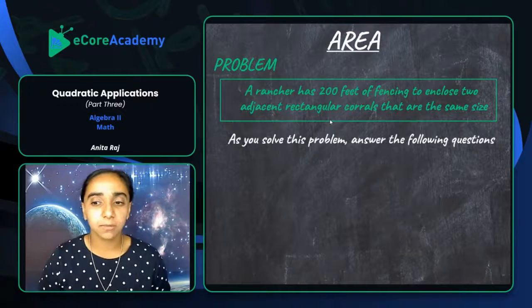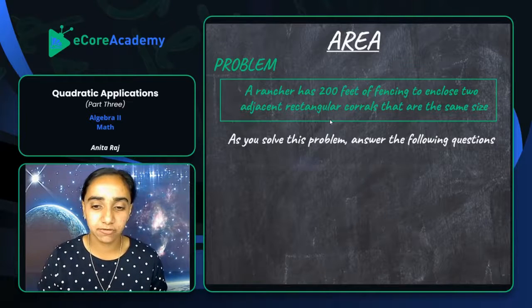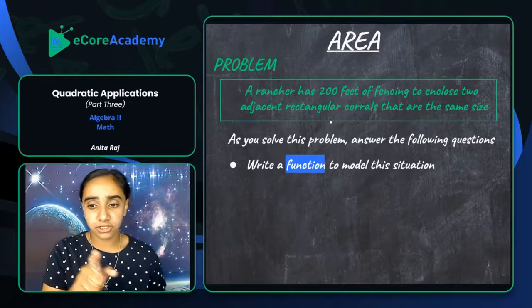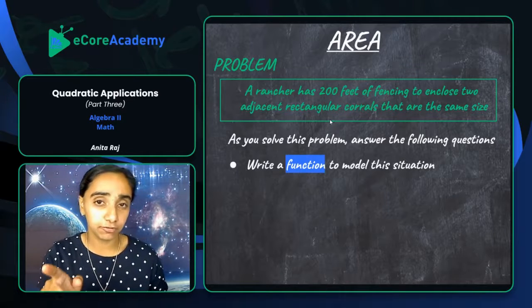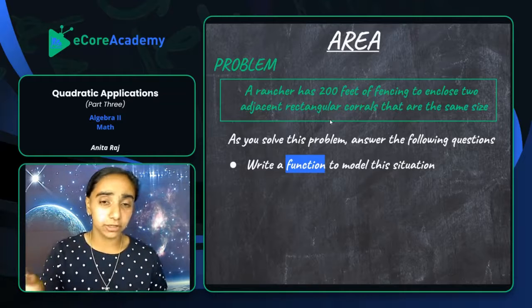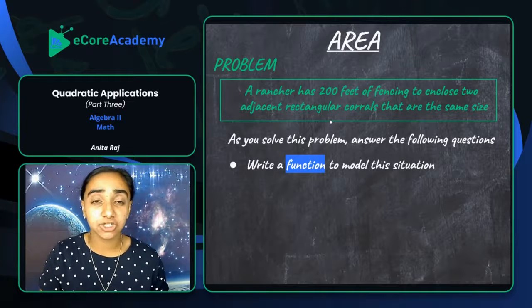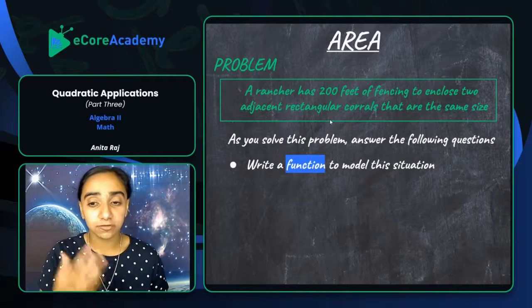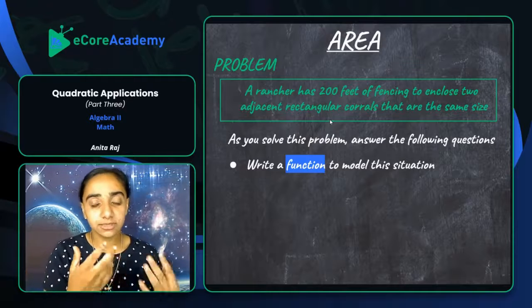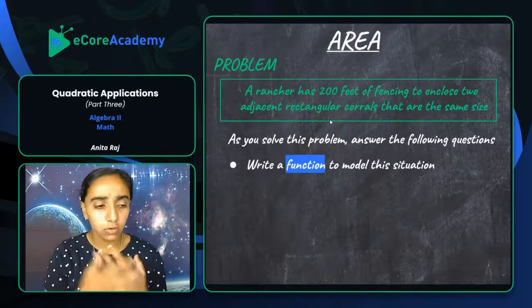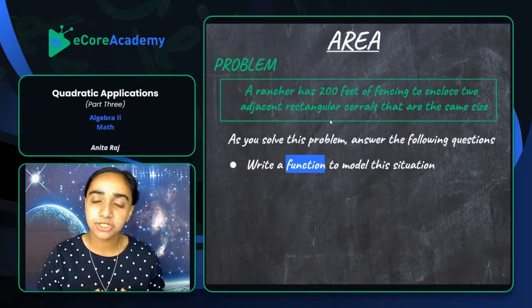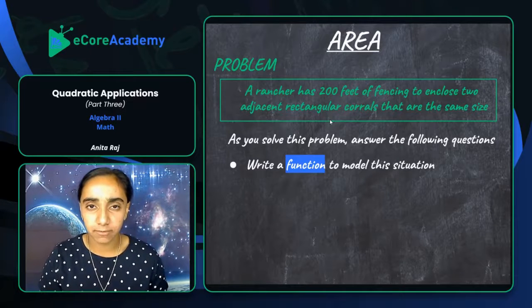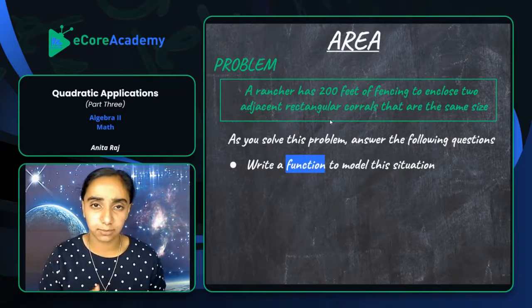As you solve this problem, answer the following questions. There's going to be 5. So first, we want to write a function to model the situation. There is a quadratic function that we can derive from this. I know it looks like very little information has been given, but on the next slide, I'll actually show you a diagram that is provided with this problem. And using that diagram and this overarching idea, we're going to be coming up with a quadratic function to model the situation, just like we did in the last video about number sense. It's going to be pretty much the exact same approach.